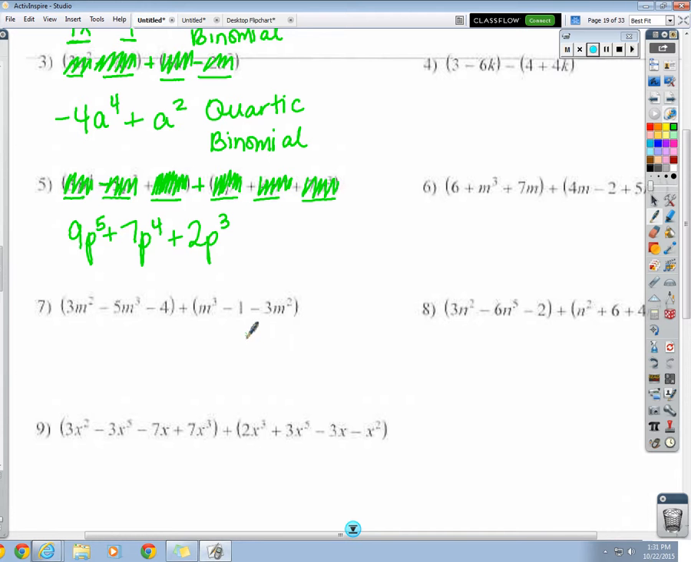What is the name of this? Quintic. Degree 5, which is when 5 is the largest exponent, is quintic. And then what kind of trinomial? Because it has 3 terms.